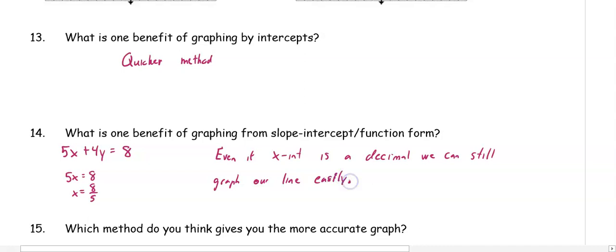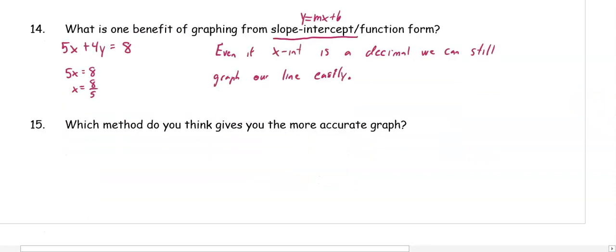So sometimes it's not appropriate to use our x and y intercepts. It's better to use slope-intercept form, y equals mx plus b. Which method is going to give us a more accurate graph? It's going to be slope-intercept because there are more points on the graph.